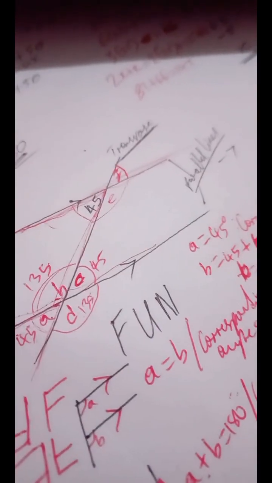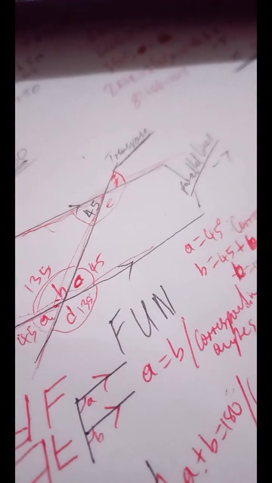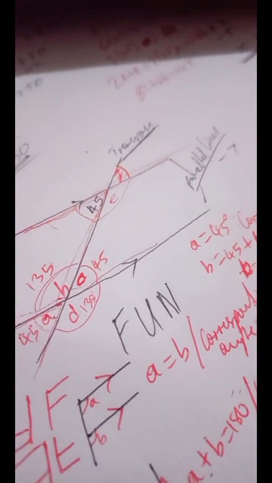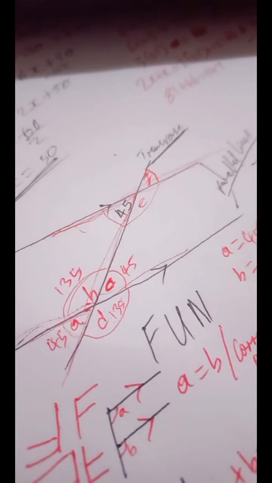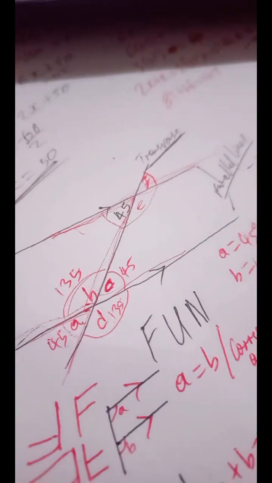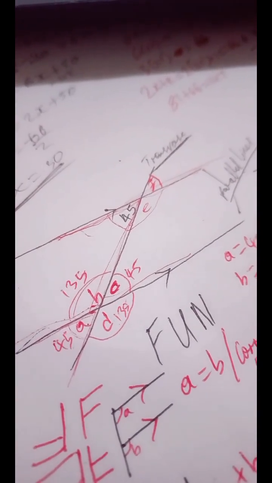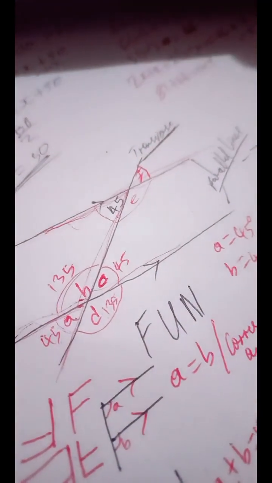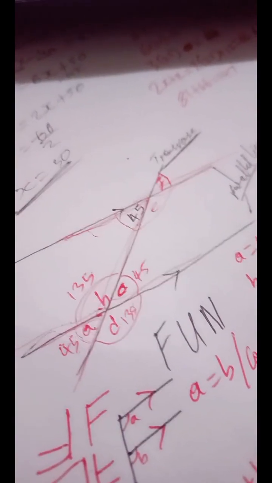How many degrees is F, guys? Somebody help us. What is F? F is how many degrees? The reason is vertically opposite. Okay. And it's how many degrees? F is 45 degrees. Thank you.